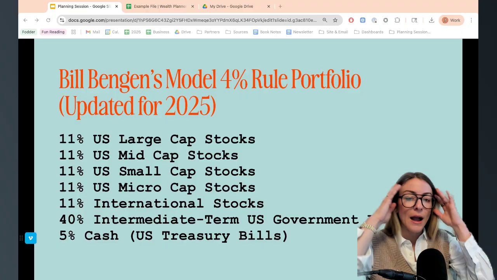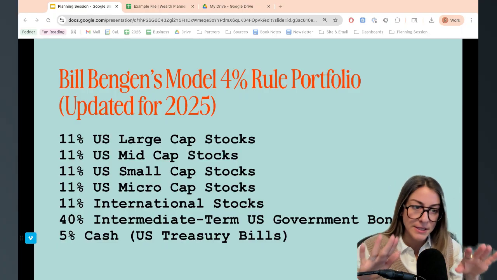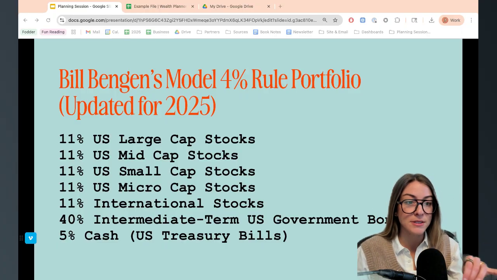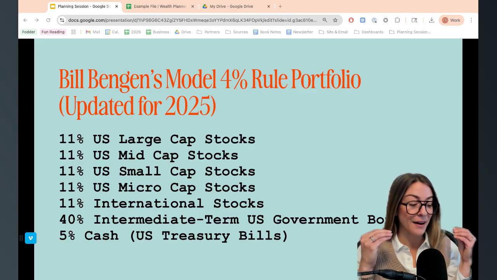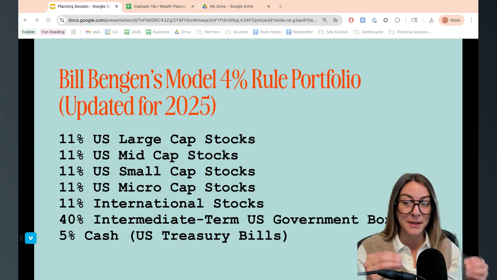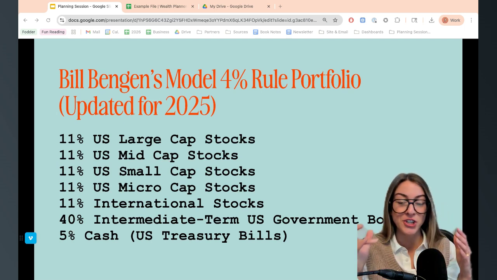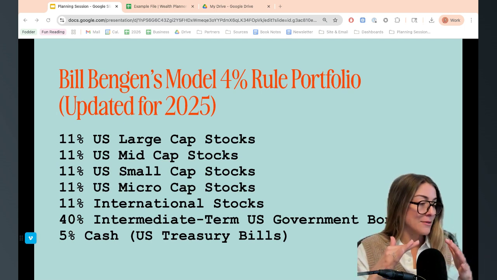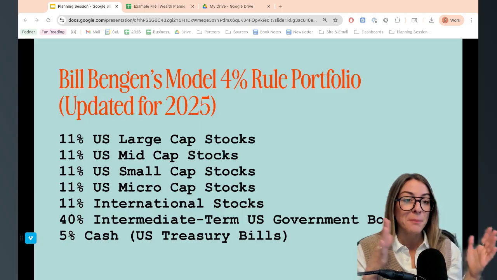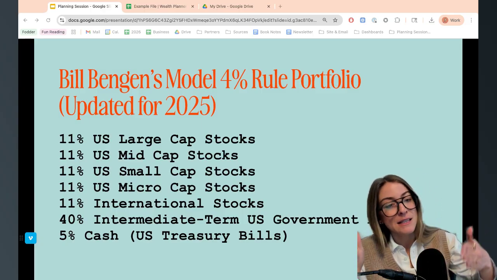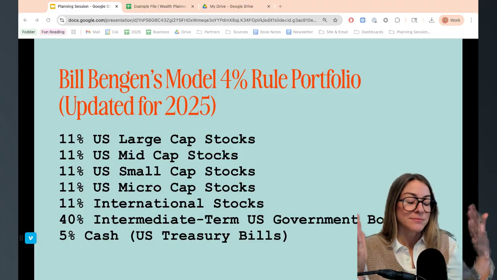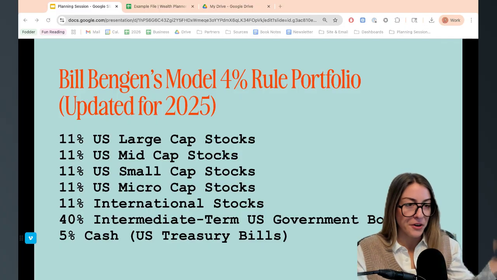allocation. I would also say this is now the time to chant silently to yourself: this is not investment advice. Past performance is not indicative of future returns. I would be remiss not to tell you that, because obviously the world is a place that changes rapidly. We have no idea what the future holds, but based on the historical analyses that were done, this is the portfolio allocation that Bill Bengen, the godfather of financial independence, recommended.